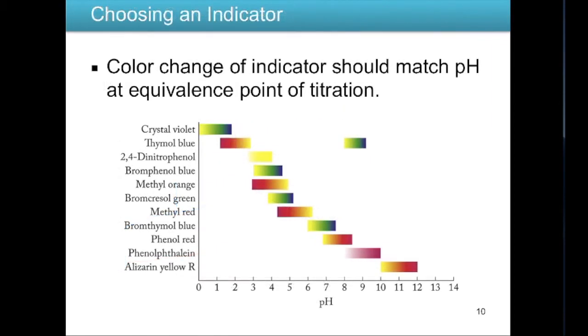So when we're choosing an indicator for a titration, the indicator should change color around the equivalence point.